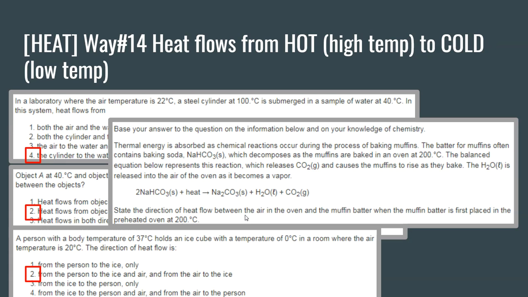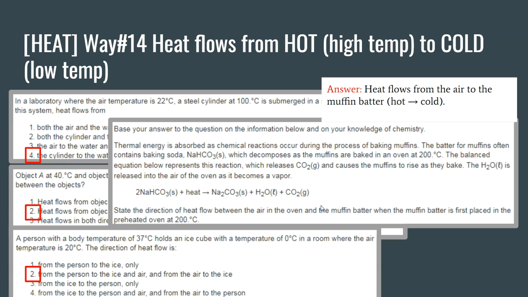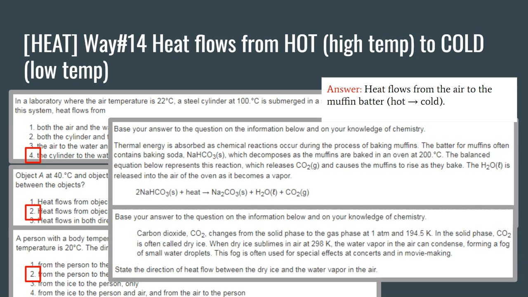When the muffin batter is first placed into the oven, we would expect it to be colder than the air of the oven, which is at 200 degrees Celsius. Because this cold muffin batter is making contact with the hot air, heat is flowing from the air to the muffin batter. So the answer is heat is flowing from the air to the muffin batter because the air is hotter than the muffin batter. Let's try another problem.